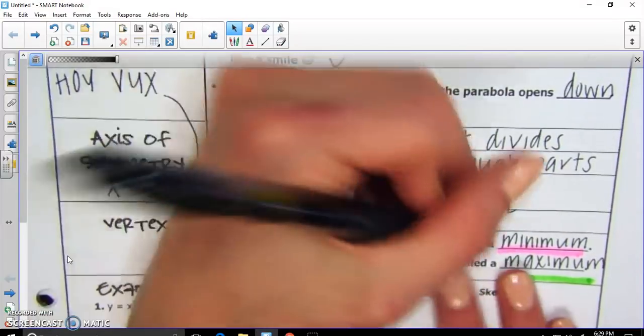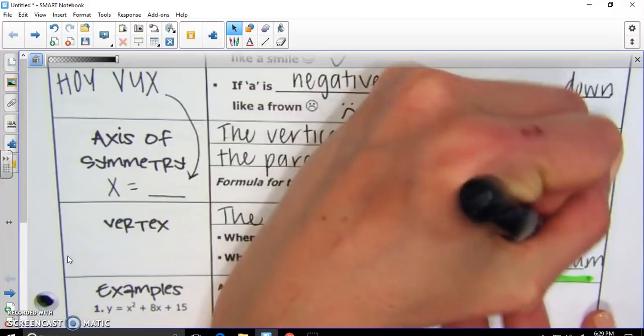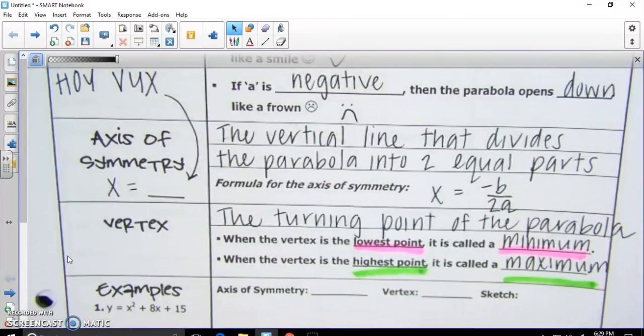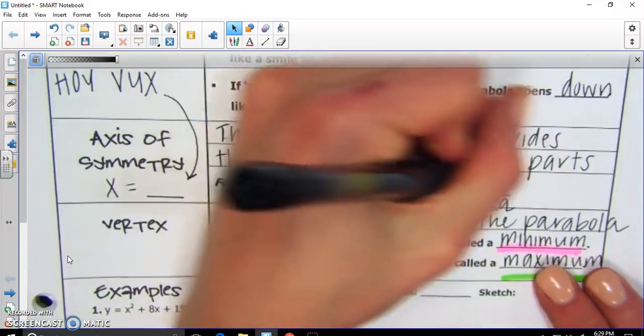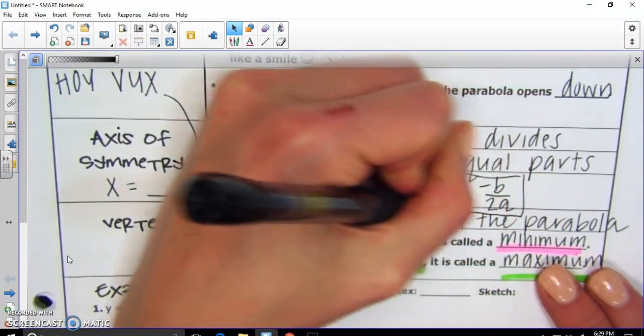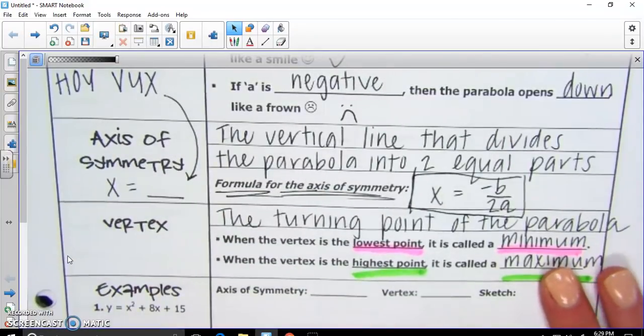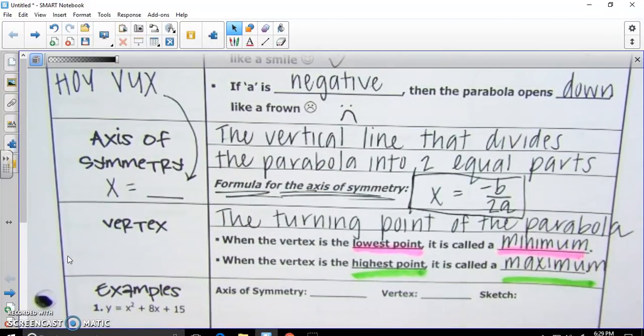The turning point of the parabola. Okay. And I'm going to put a box around this axis of symmetry formula because this is really, really important. This is something that we need to remember.